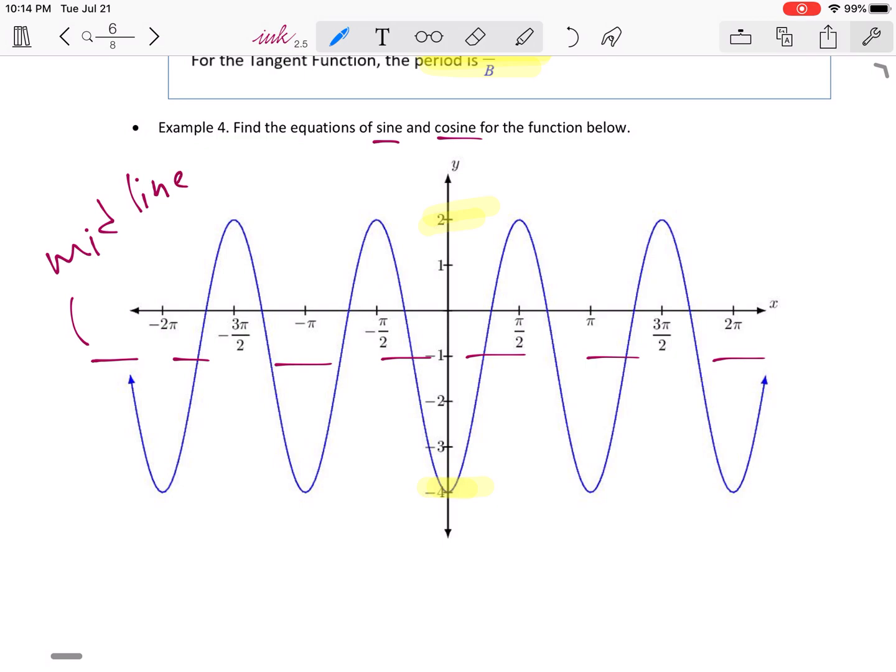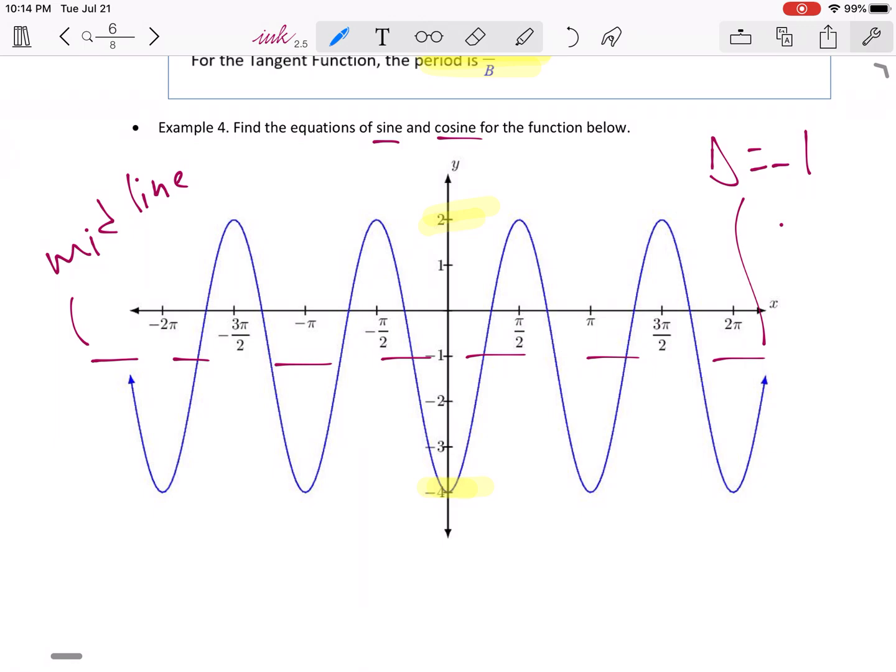So what that tells you right off the bat, and we're going to use the same letters we see above, is that D is equal to -1, right? So you took the original baseline of 0 and you went down 1 unit. So that's why D is -1.